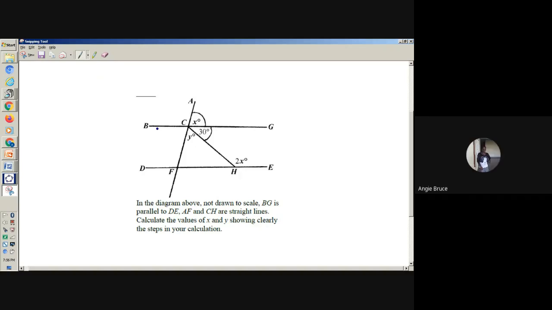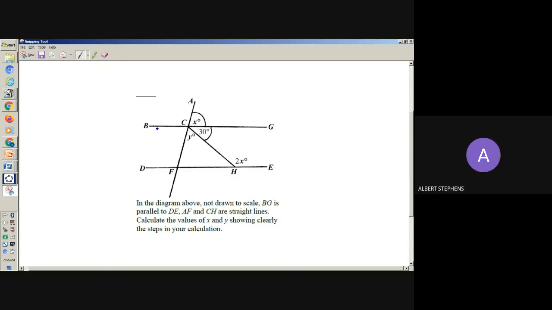So I said, because BG is a straight line and AF is a straight line, what I did was 30 plus 2x equals 180.